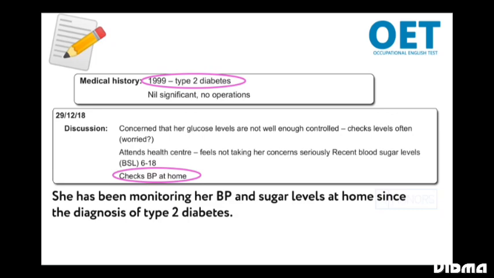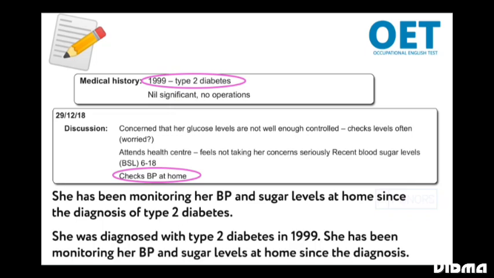She has been monitoring her blood pressure and sugar levels at home since the diagnosis of type 2 diabetes. Maybe the reader is familiar with the patient, or the reader knows about the diagnosis, then it is not important, or we can just avoid writing when it was diagnosed. On the other hand, if the reader is not aware of the diagnosis, then we may be required to write when it was diagnosed. She was diagnosed with type 2 diabetes in 1999. She has been monitoring her blood pressure and sugar levels at home since the diagnosis.